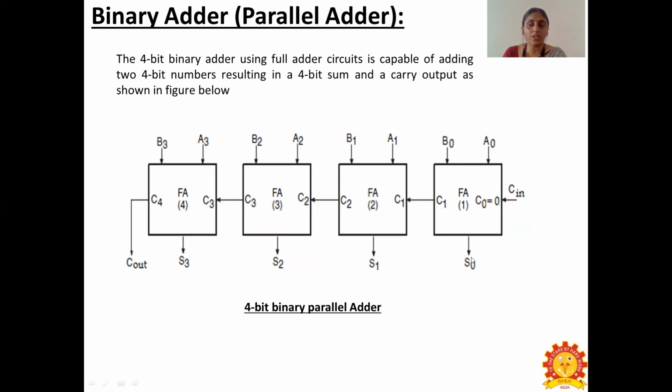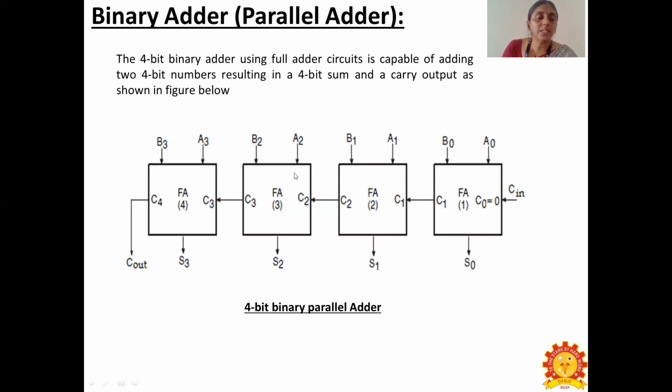One is the sum value and the other is the carry value. So the first full adder circuit gives S0 as the sum value, and the carry value C1 will be transferred to the next full adder circuit. The next full adder circuit involves the bits A1, B1. To A1, B1, we are going to add C1 also. In that case, we get the sum result as S1 and the carry result as C2.